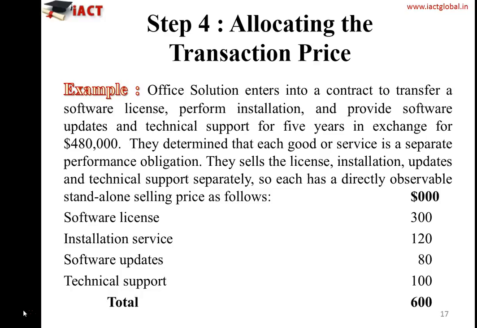This is how we generally write it down. All these figures are in $1,000. Now, how do you allocate this transaction price? Your transaction price was $480,000 for all these services, and the separate selling price total is $600,000. So is it that you have given a discount? No, this is not actually the case. This was your marketing strategy which led to that selling. But now you need to allocate how much of the 480 goes against the software license, installation service, software update and technical support.